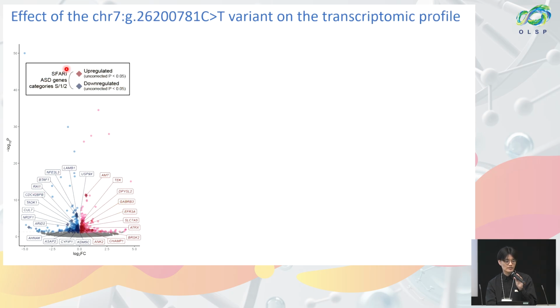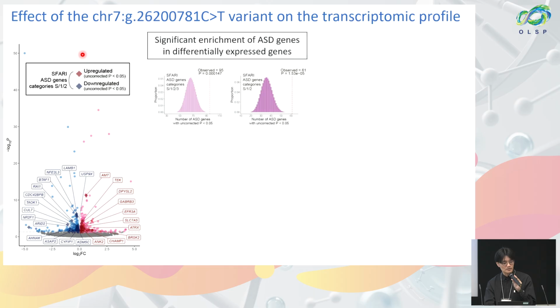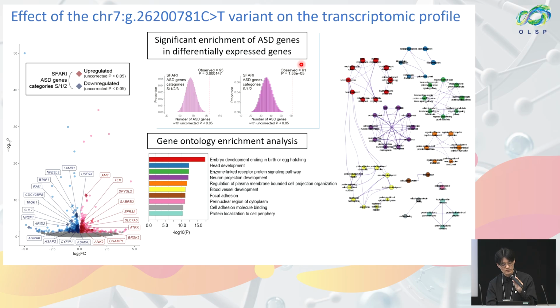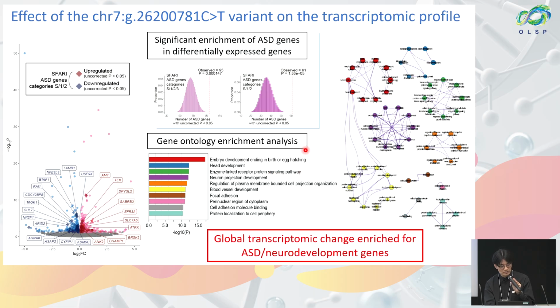And finally, we analyzed the effect of this mutation on the transcriptome, and we identified many differentially expressed genes. And we found that these differentially expressed genes are significantly enriched for ASD genes. And moreover, when we performed gene ontology enrichment analysis, we found that these differentially expressed genes were enriched for those related to embryo development, neuron projections, etc. So we found that global transcriptomic change enriched for ASD and neurodevelopmental genes was observed in these mutant cell lines.